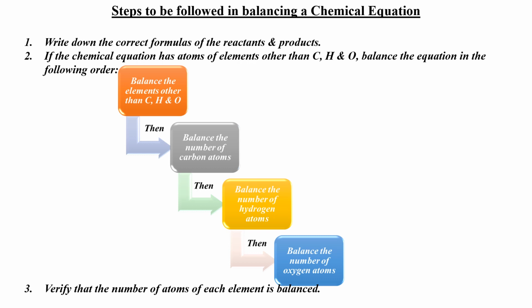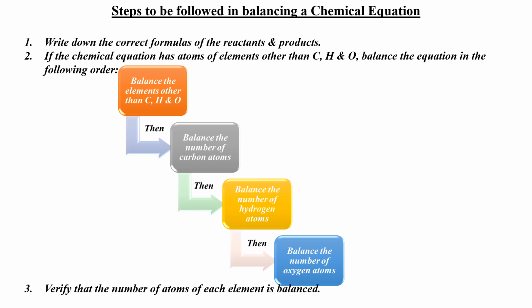This is how you should balance a chemical equation. As you know, all chemical equations will not have carbon, hydrogen and oxygen alone. They would have different elements too. So you must balance those different elements first. Then you must balance carbon atoms. Then you must balance the number of hydrogen atoms and give last preference to balancing oxygen atoms. Clear?